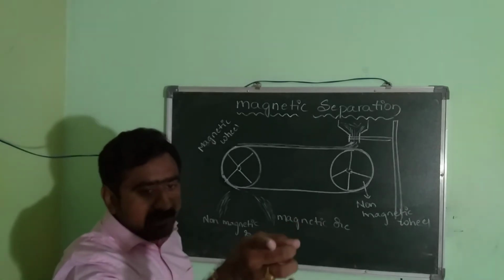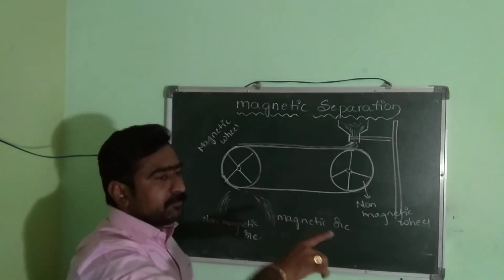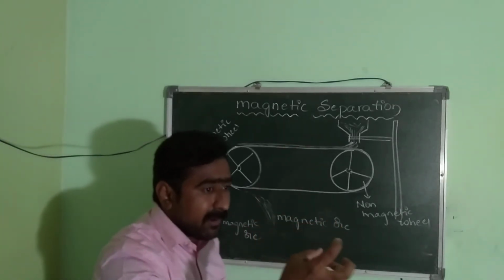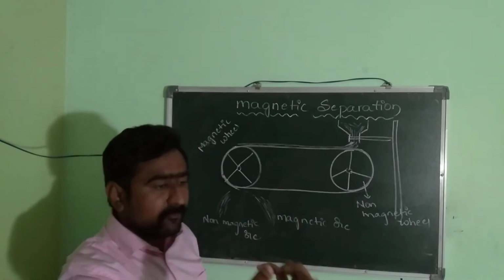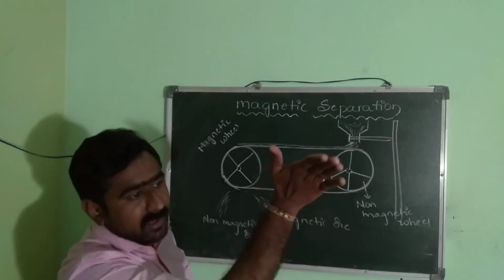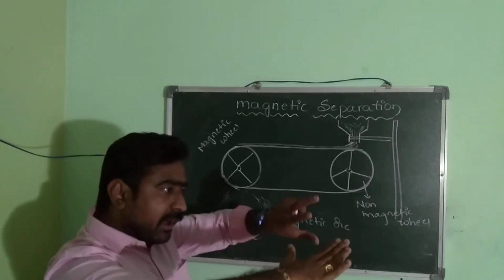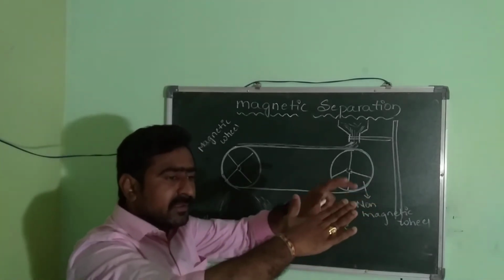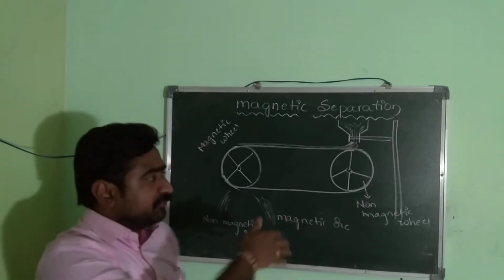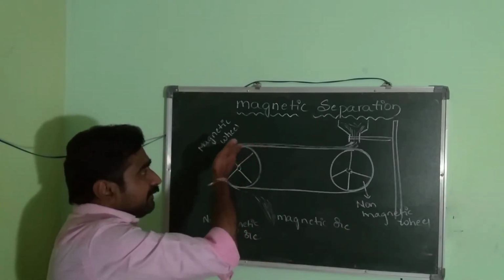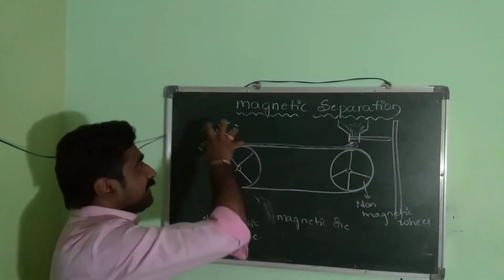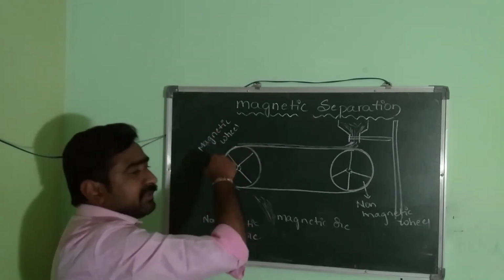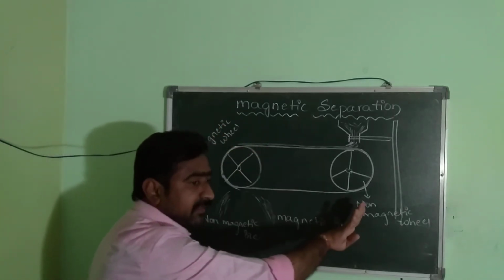When the wheel is rotating, the magnetic particles which are present in the ore are already attracted. Because of that force, they fall to one side and get separated. In the same way, whenever the wheel is rotated, the magnetic particles which are stuck to the magnetic wheel are going to be pushed to one side of the wheel.